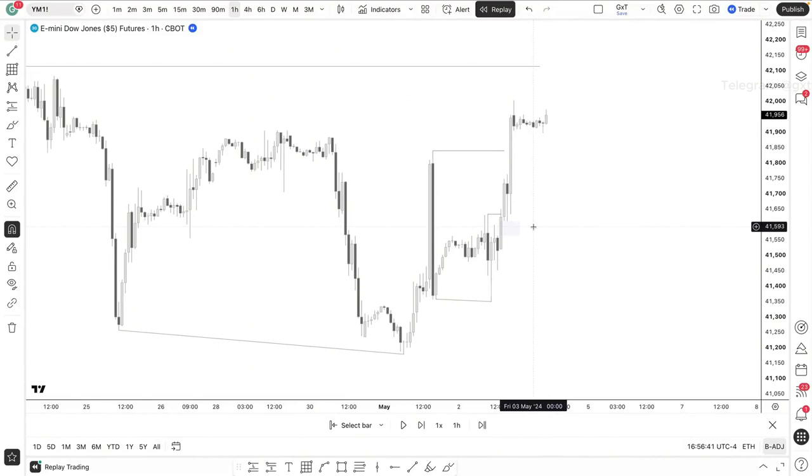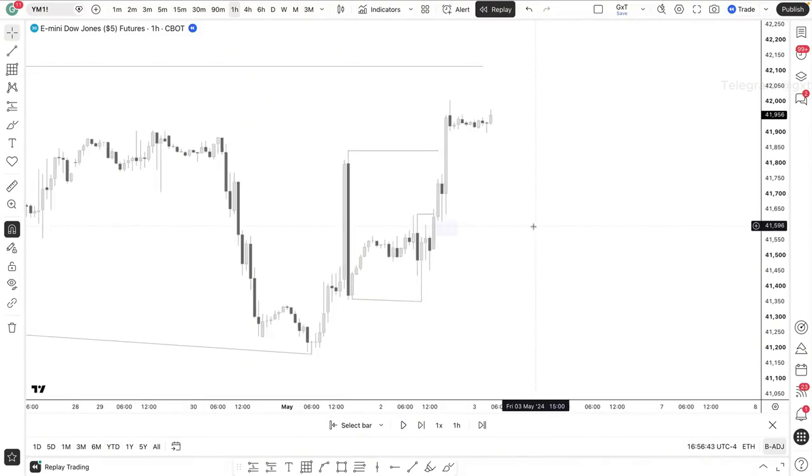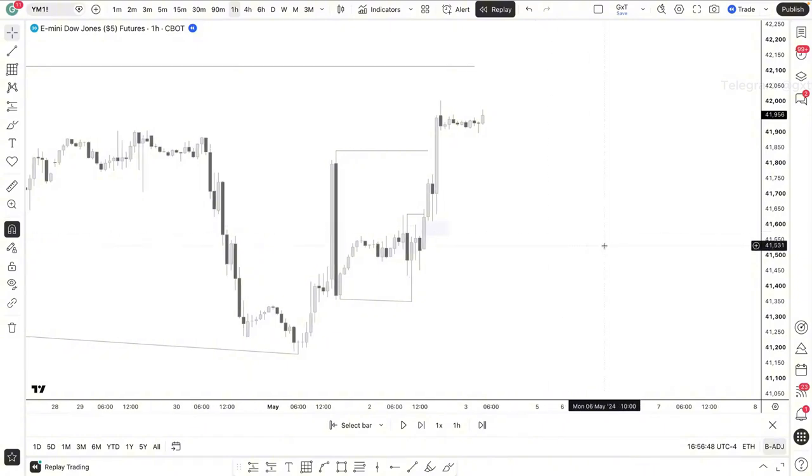You know, this is when you get really high probable confirmations to your overall draw on liquidity and bias and whatnot, right? So as you can see, we failed to manipulate. This is perfect, man.